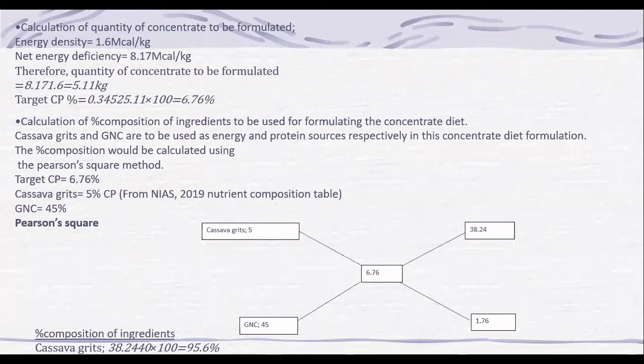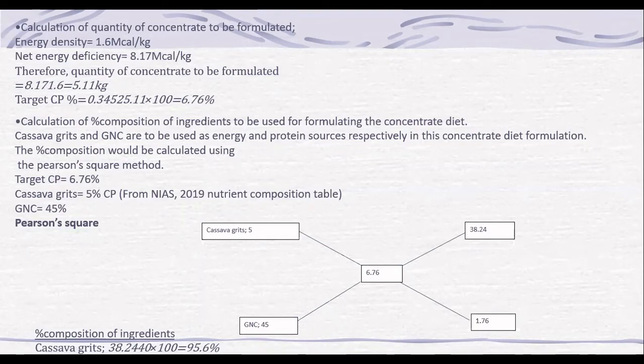Now, this is where we will use the Pearson square. That is, the calculation of the quantity of concentrate to be formulated. The energy density is constant. The net energy, the nutrient intake against the nutrient required, is 8.17. Then you divide the 8.17 by 1.6 to give us 5.11 kg. The target CP is 0.5345 multiplied by 100 to give us 6.76. The 6.76 will be inside the Pearson square.